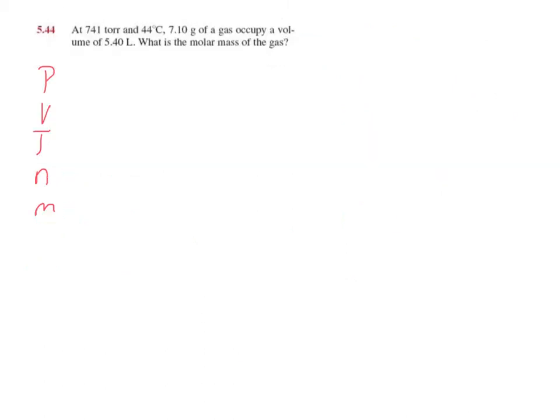Alright, in this problem, it asks us at 741 torr and 44 degrees C, 7.10 grams of a gas occupy a volume of 5.4 liters, and they want to know what is the molar mass of the gas. Now, they give us a mass, and they give us a temperature and a volume and a pressure. The key is that we can use the ideal gas law, PV equals nRT, to solve for the number of moles, and then use the mass to find the molar mass, because remember, molar mass is simply grams per mole.